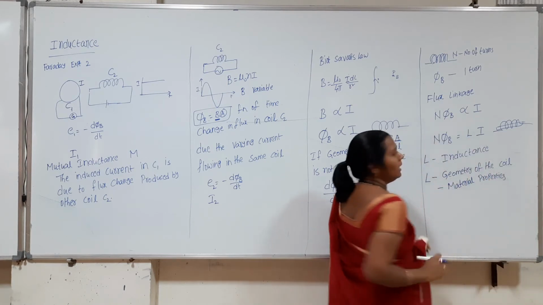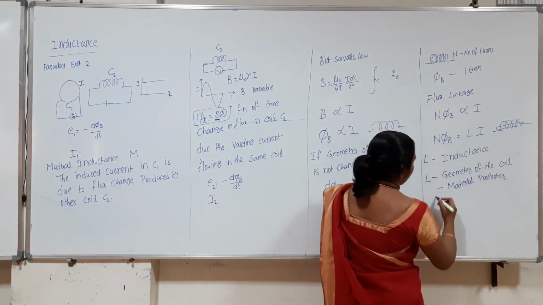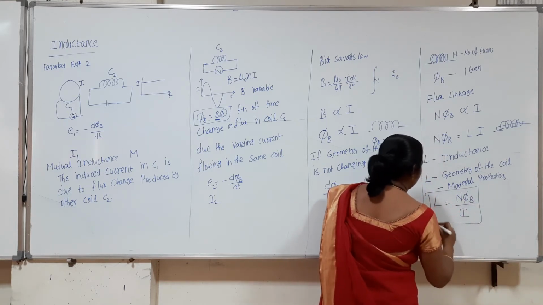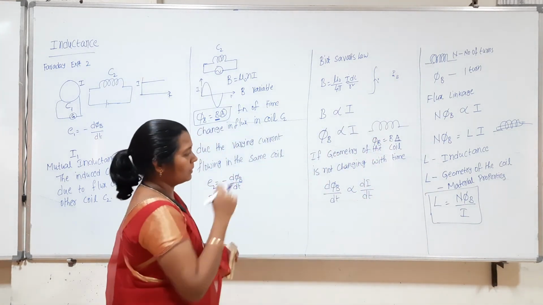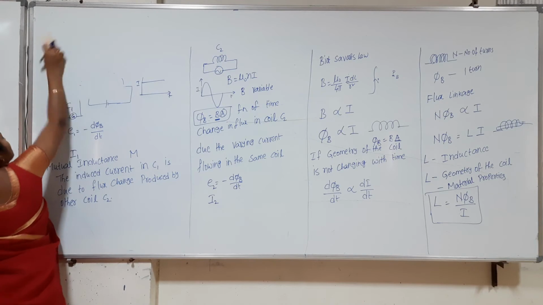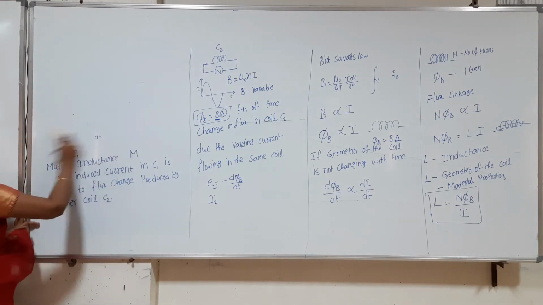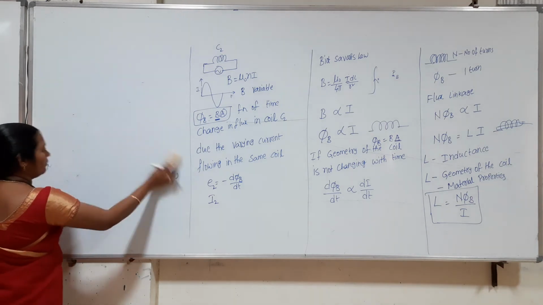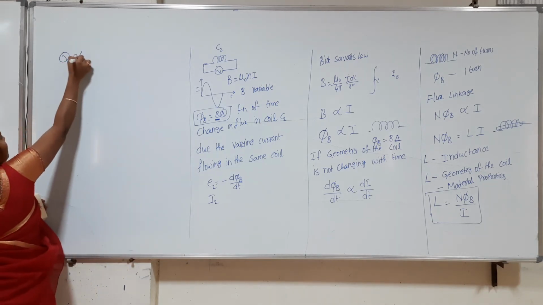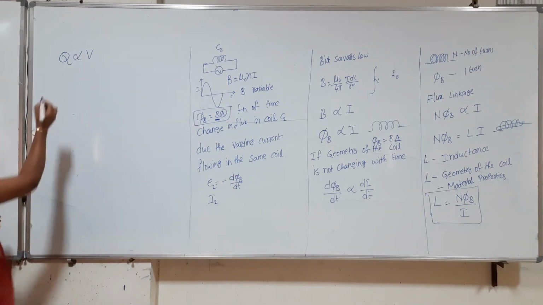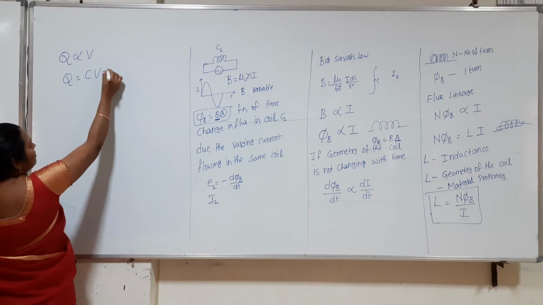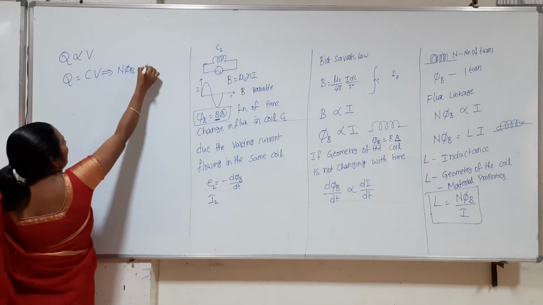So this L, which is nothing but the inductance, we can write as magnetic flux linkage per unit current. This is the formula for the inductance. Observe this equation. In the 5th chapter we discussed electrostatic potentials and the capacitance, where we considered that the charge on the capacitor Q is directly proportional to the potential difference V, and this proportionality constant is Q equals CV. That equation resembles N phi B equals L into I.